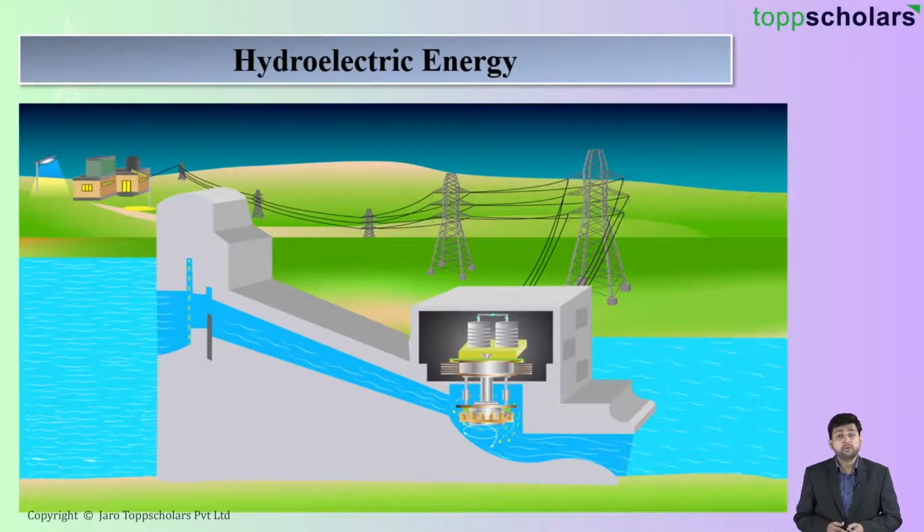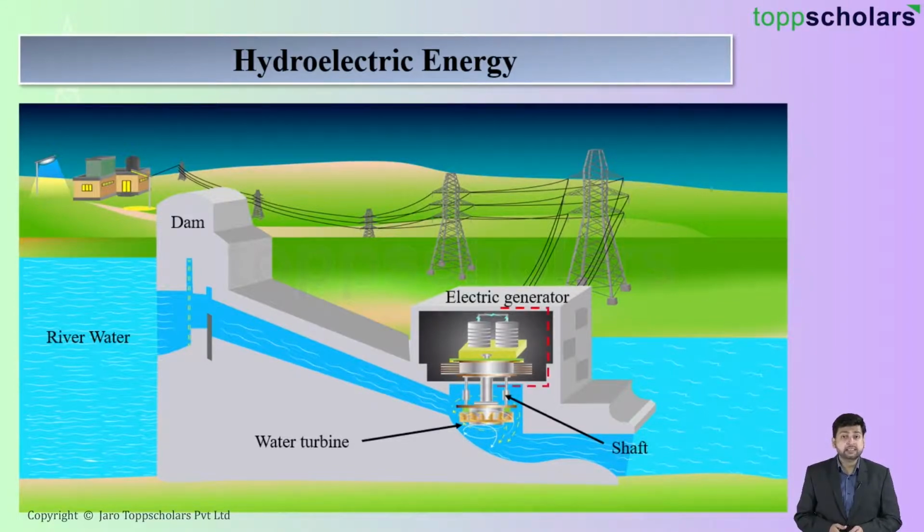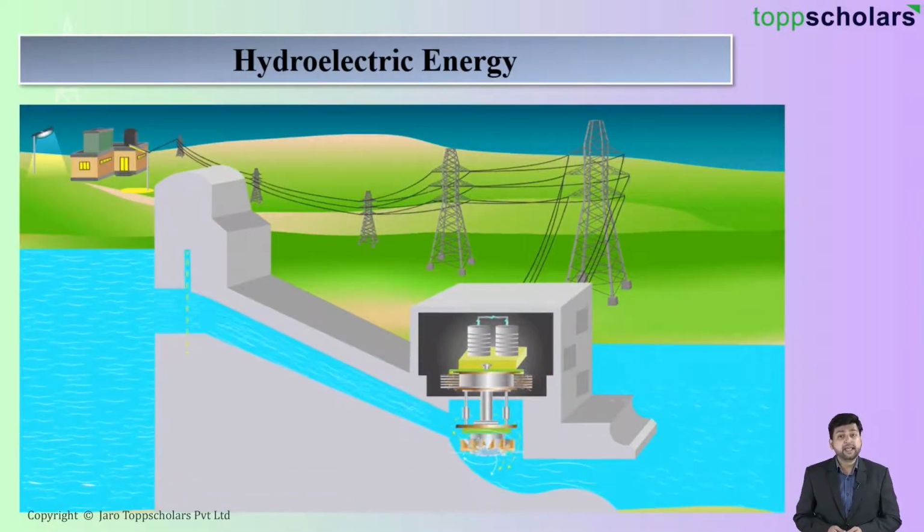Now if you observe here, can you see the river water? Yes. Now if you observe this part, this is nothing but a dam. And then this is a water turbine. If you observe properly, the water flows from the river to the turbine. And then there's a shaft and lastly there's an electric generator. Now let's see how this exactly works.